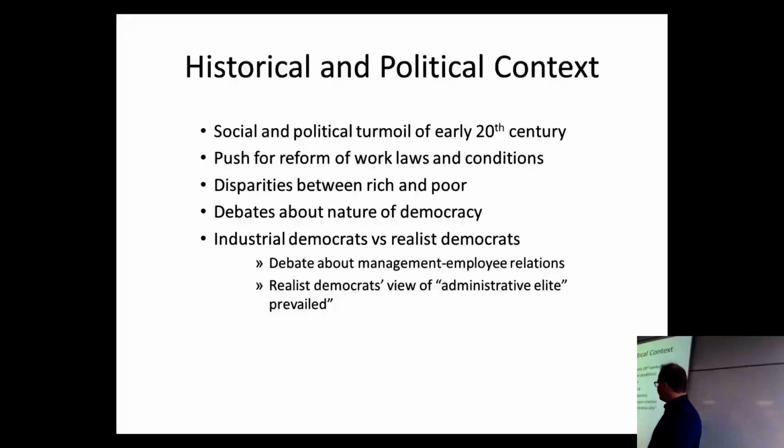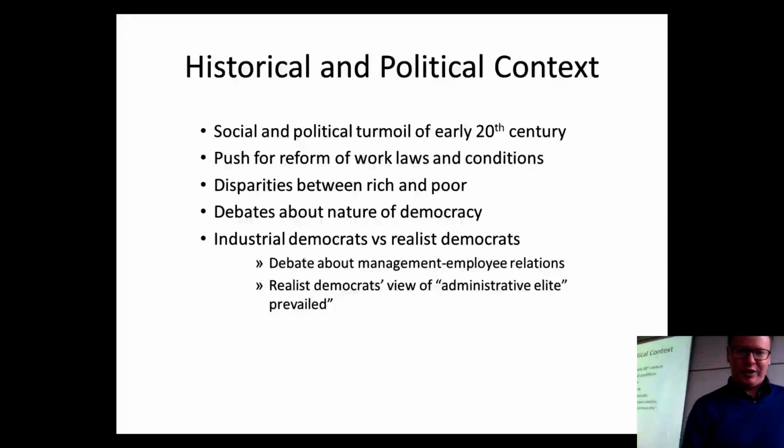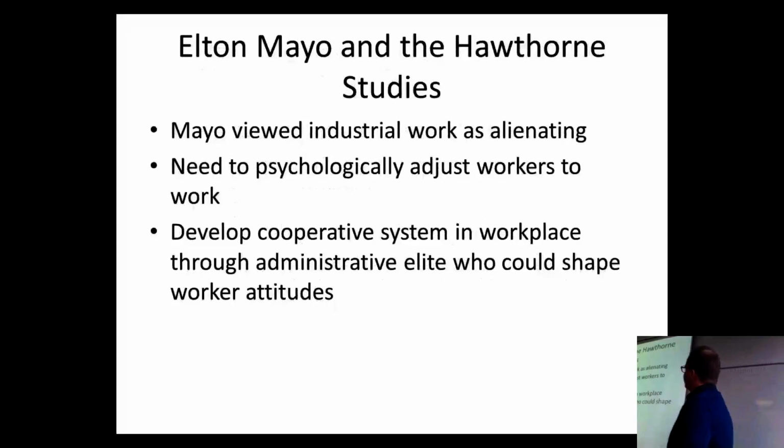And simply, if you look at it, this administrative elite was a lot easier to govern for all the company owners. So there was, of course, a huge political intent in going that route. Now, Elton Mayo was the first one that tried to bring an empirical approach into productivity and performance arguments. So Mayo viewed industrial work as an alienating notion, and he established a need to psychologically adjust workers to work and develop cooperative systems in the workplace through administrative elite who could shape workers' attitudes.